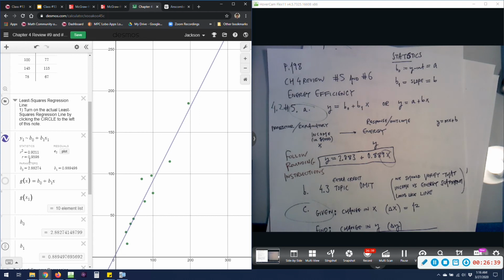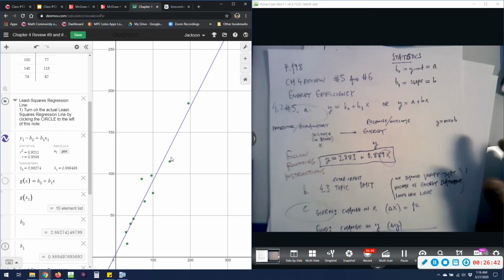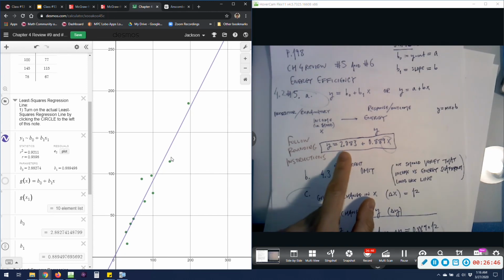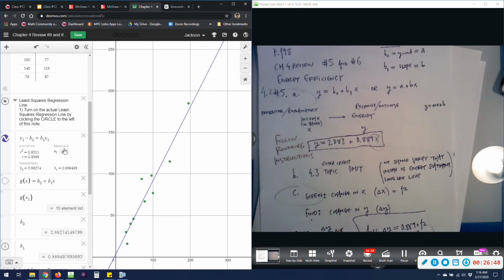Here we go. Here's the regression line. This is that line that we wrote down. Okay, this is that line here. And as you can see, these are the answers to our questions here. Yeah, these are our lines. This is our line here.